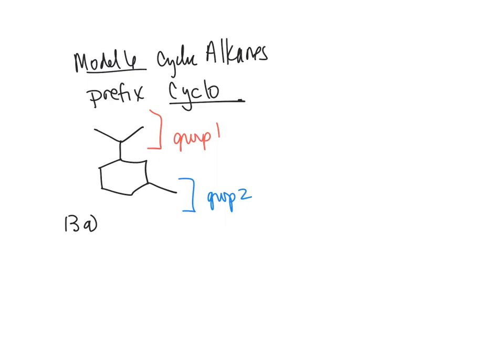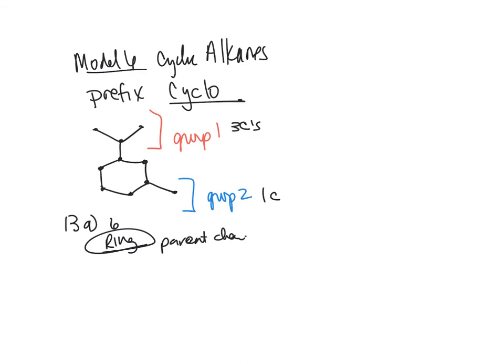13A. How many carbons are in the ring? 1, 2, 3, 4, 5, 6. How many carbons are in each group? 1, 2, 3, 3 carbons. In this group, 1 carbon. Which has more carbons? The ring group 1 or the ring? The ring has 6, so the ring has the most. And that becomes the parent.